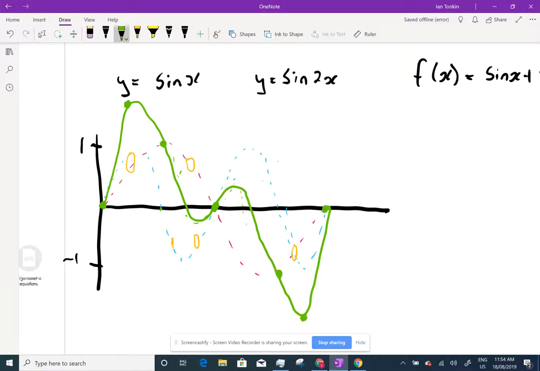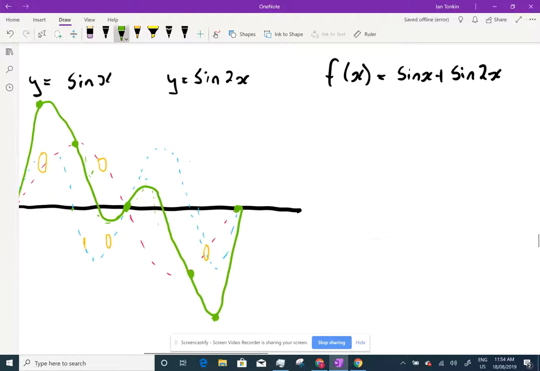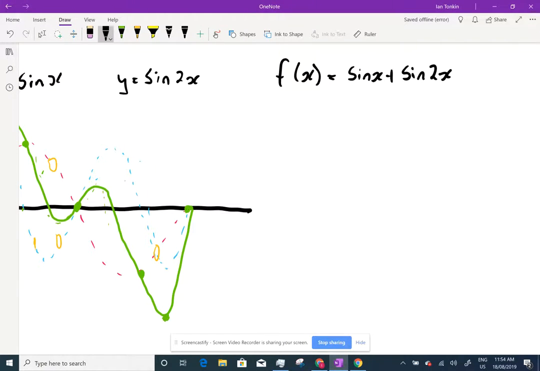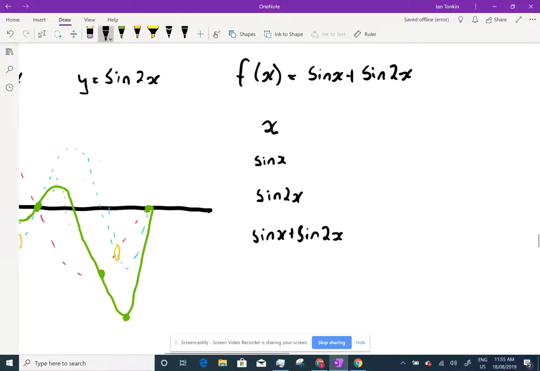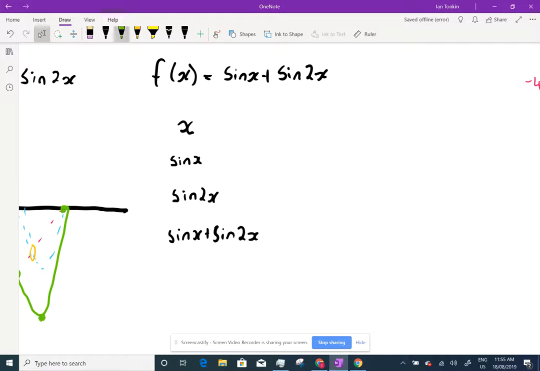Now you don't have to do it by guess. What you can do is you can do yourself a little table. So you can go, all right, I'm going to pick some values for x. I'm going to find some values for sine x. I'm going to find some values for sine 2x. And I'm going to find some values for sine x plus sine 2x. And you just draw yourself a little table, and you put your critical points in.